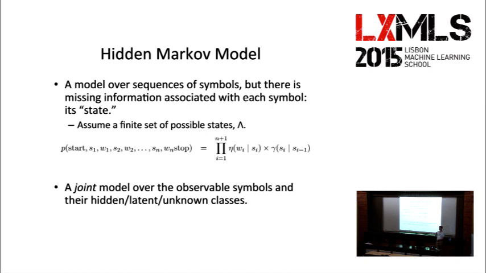The difference from the model we saw before is that the states are not known. We can't simply look at a word and then go to a table and say, oh, this goes in the bus station class, or this goes in the city class, or this goes in class number 73. We actually don't know. There's ambiguity. Okay, so you have to remember HMMs are a joint model over the observable symbols and their hidden, latent, unknown, missing state information.